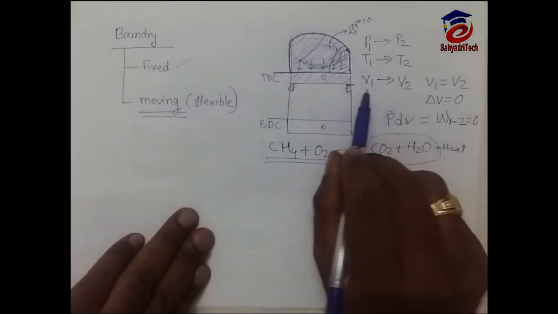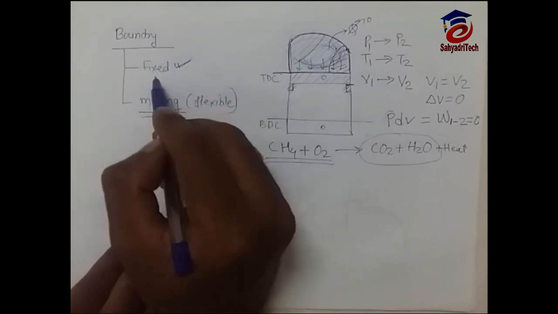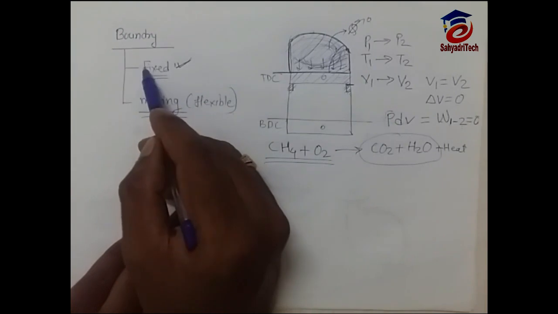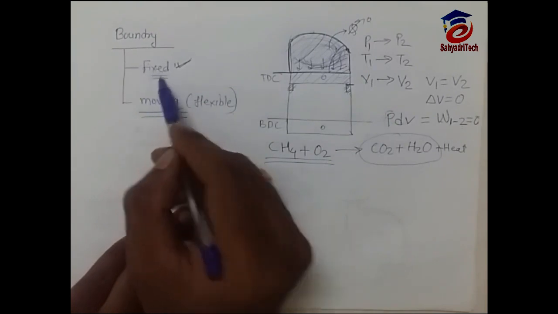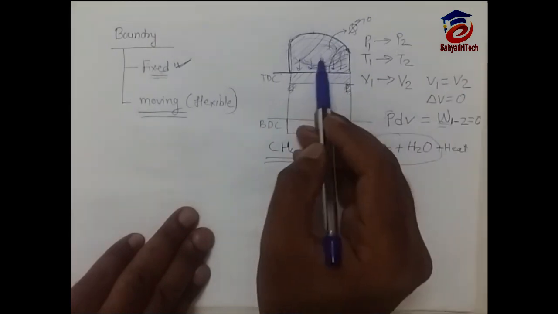So this type of boundary is not useful for us. If we want to obtain some work done from heat, we should not have a fixed boundary, otherwise there will be loss of work.